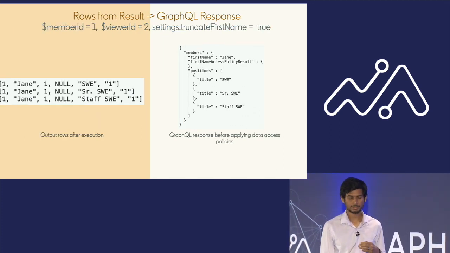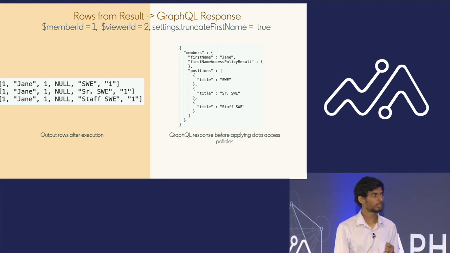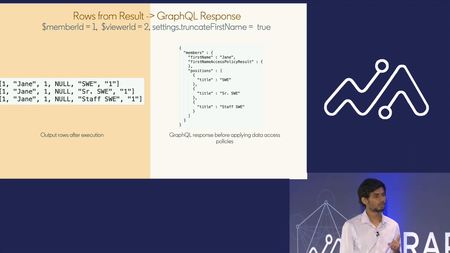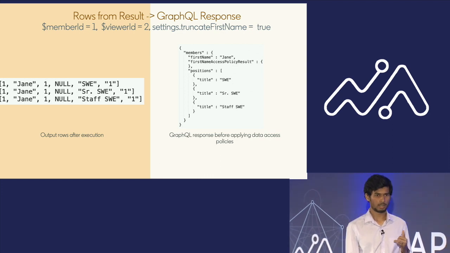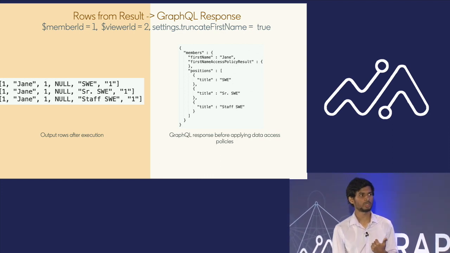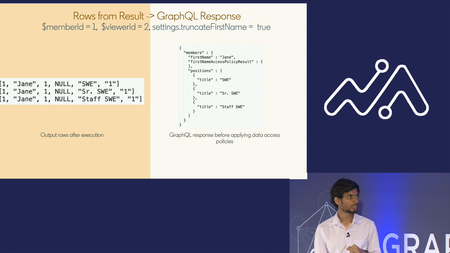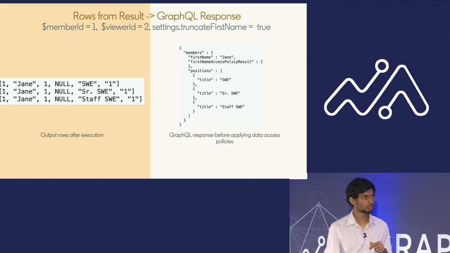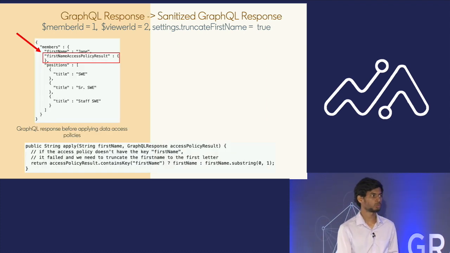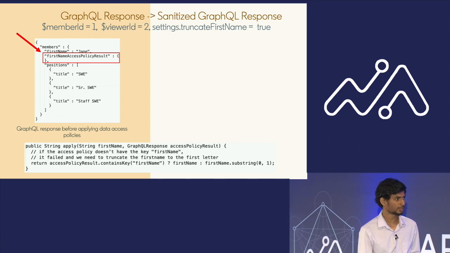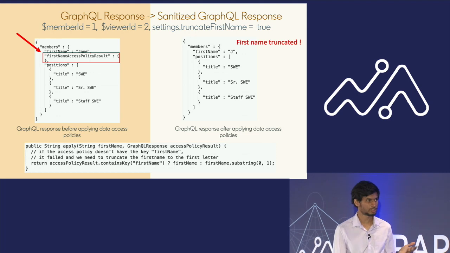The other example is that someone else is viewing the member. Member ID is 1, viewer ID is 2, and the member has asked for their first name to be truncated. So the output from the result set is slightly different. You'll notice that the 4th column is now null because the conditions failed. Neither was the member viewing themselves, nor were they allowing us to show the first name untruncated. So it turns out that when we collect the response, the first name access policy result does not contain the first name anymore. And the UDF now knows what to do. It knows that the first name does not exist in the access policy result, so it just truncates the first name. And here's the output. You get first name just J.